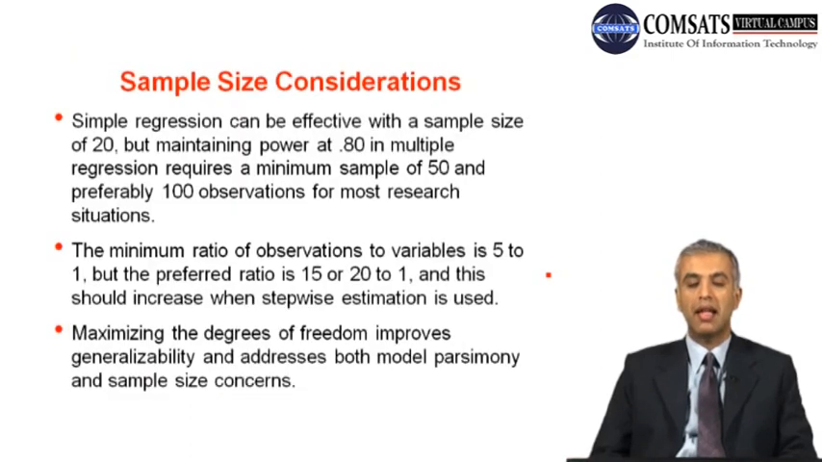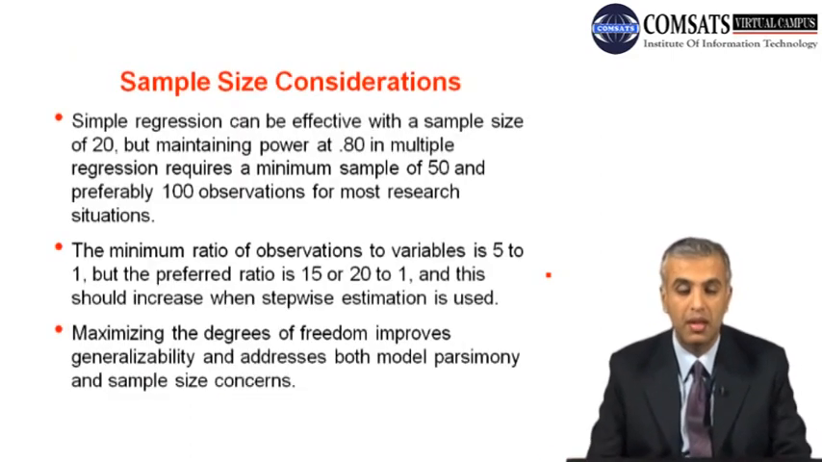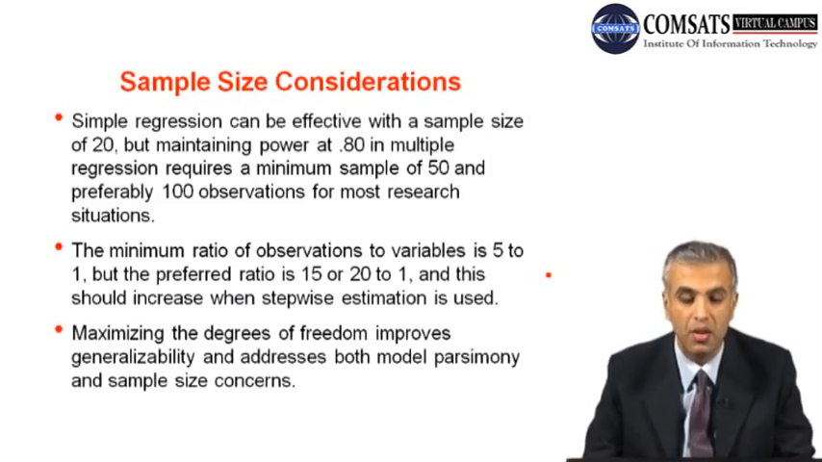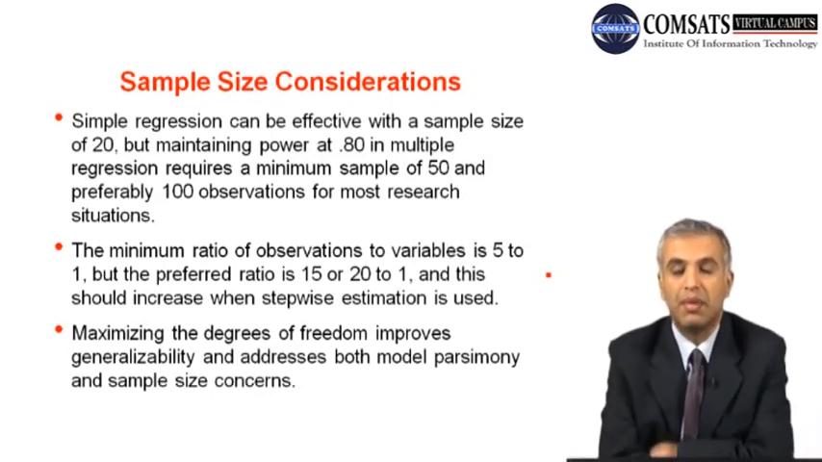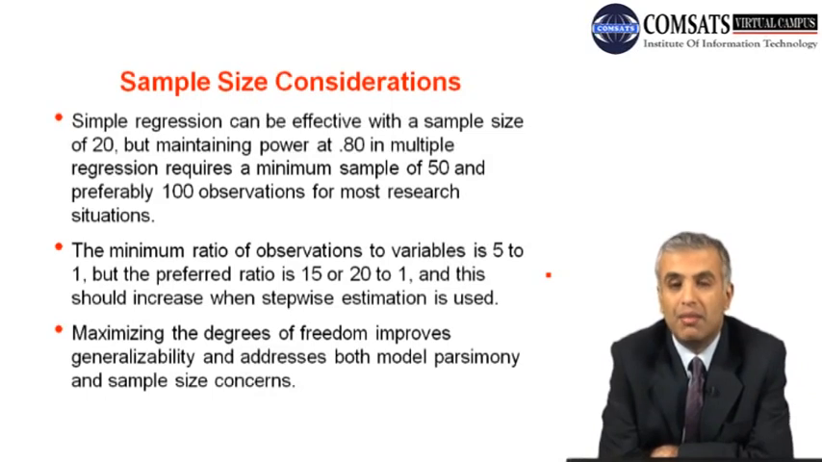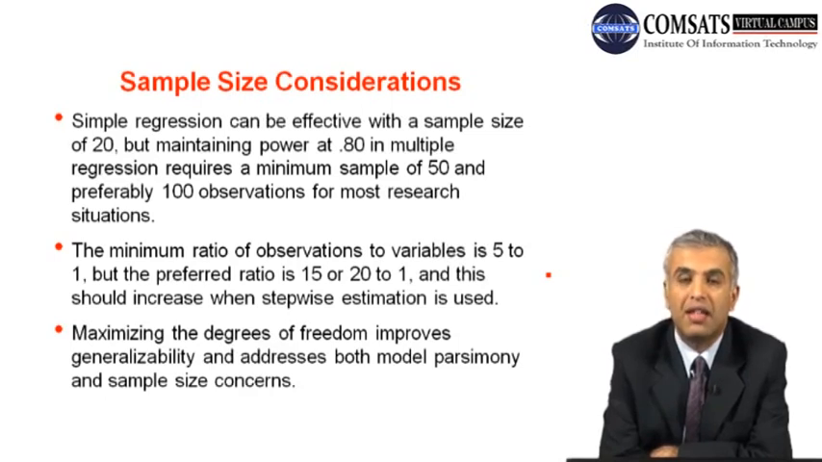Now, then there was another important issue regarding sample size, because here you can see that simple regression can be effective with a sample size of 20. However, in this case, we pretty much are shown that a minimum sample of 50 or 100 is required for multiple regression. The reason is that the number of variables included in the multiple regression equation also affects the effectiveness of R square in this case.